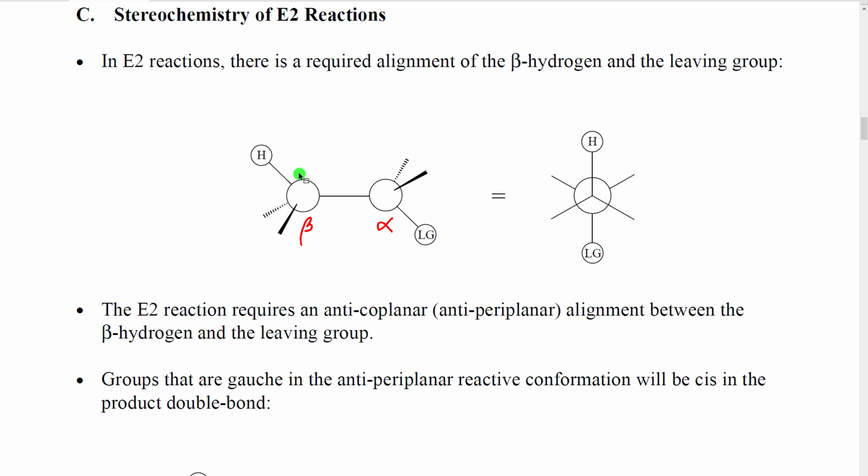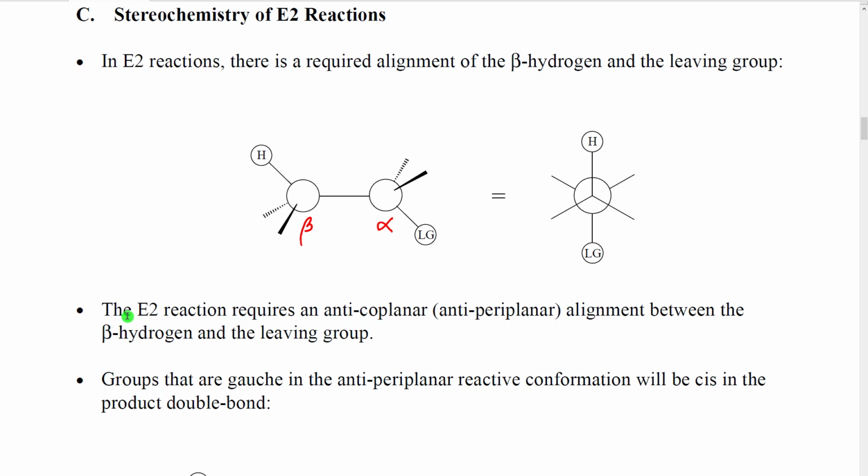So what we're interested in is the alpha carbon, which has a leaving group, and the alignment of the leaving group with the hydrogen that would be removed from the beta carbon. And what we discovered was that there is a required alignment. The leaving group and the hydrogen need to be arranged anti to each other, which means on opposite sides of the Newman projection, and in roughly the same plane.